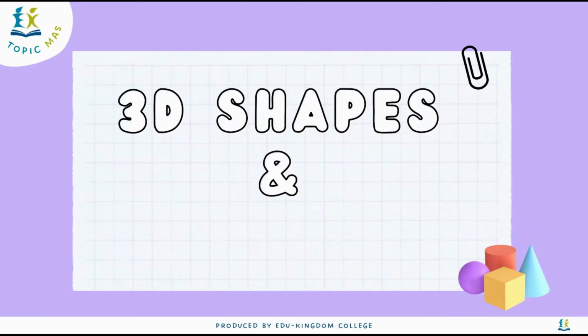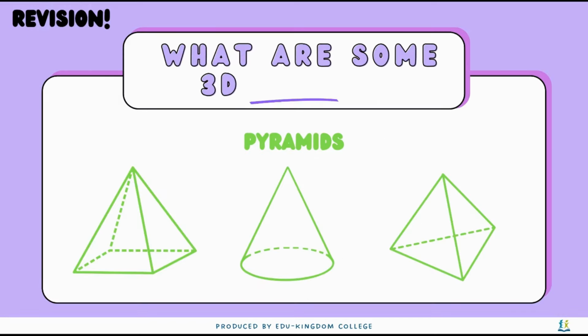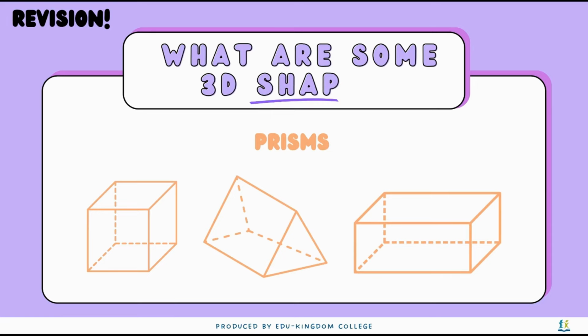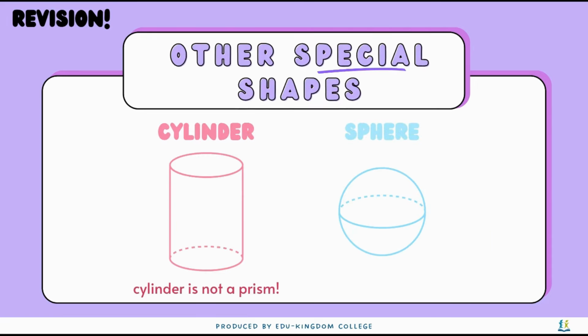In this video, we'll be looking at 3D shapes and volumes. First of all, what are some 3D shapes? We have here some pyramids, and then we also have here some prisms, and we also have two special ones, also known as cylinders and sphere.